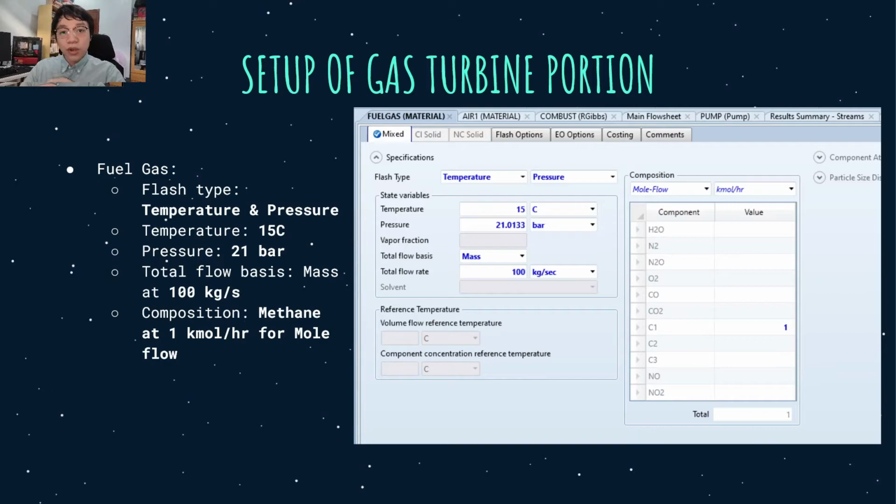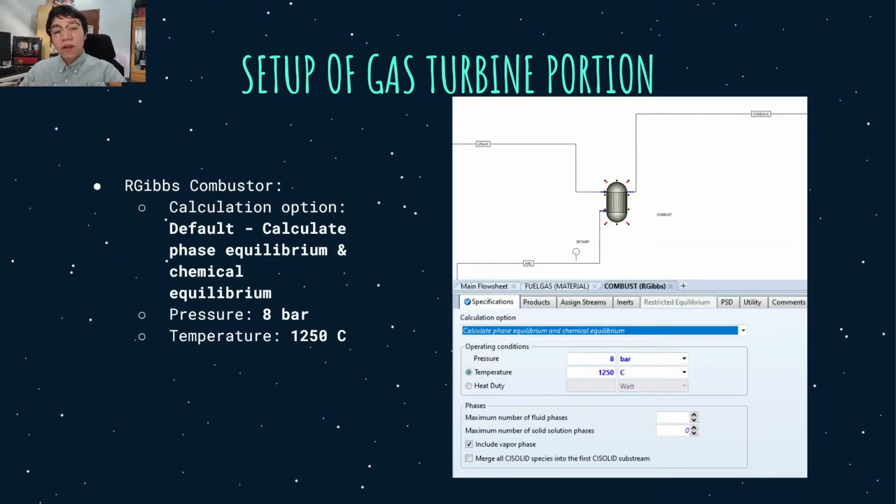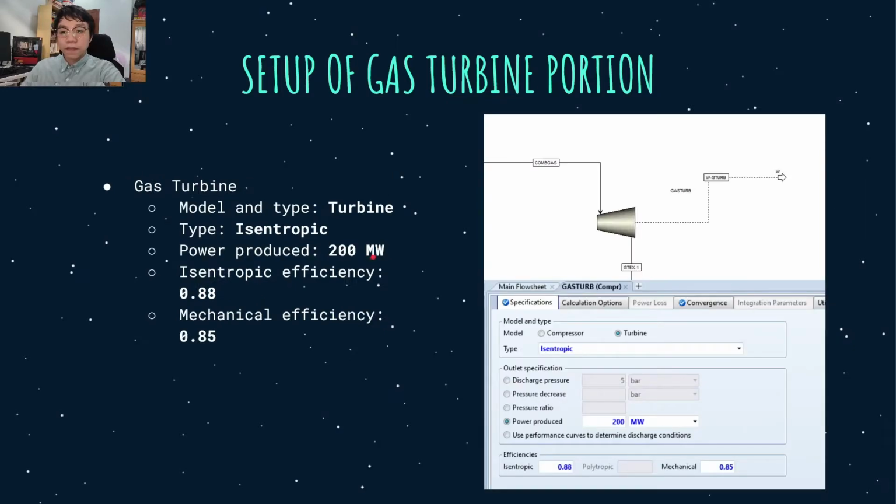It will have a temperature of 15 degrees Celsius, a pressure of 21 bar, a total flow basis using mass, which would be at 100 kilograms per second, a composition of mole flow at kilomoles per hour, being 1 kilomole per hour of C1 or methane for our mole flow. Our R-Gibbs combustor will have the default calculate phase equilibrium and chemical equilibrium with a pressure of 8 bar and a temperature of 1250 degrees.